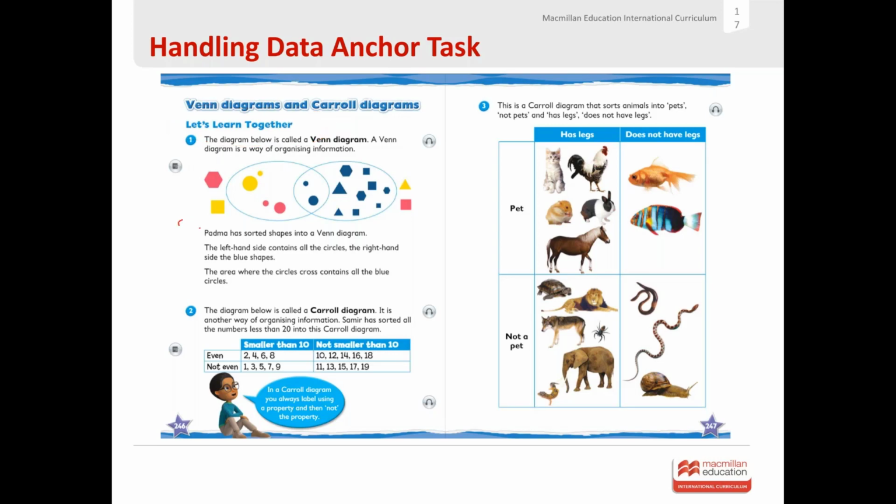I might cover this up and ask the children, what do you think? So imagine this is not here. It says the diagram below is called a Venn diagram. A Venn diagram is a way of organizing information. So I'm going to ask the children, how has someone organized this information into this Venn diagram?